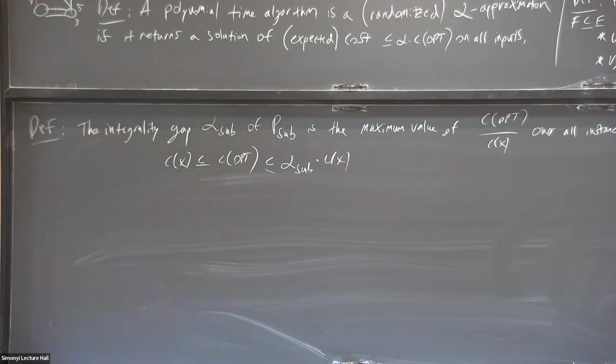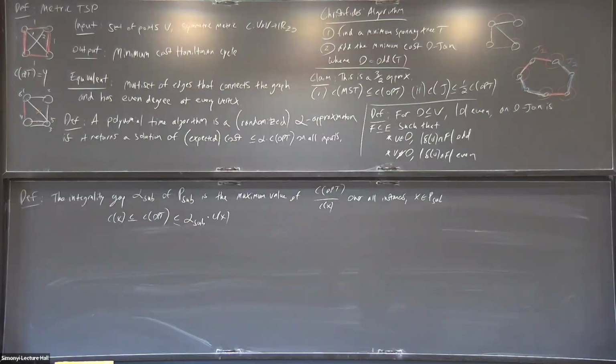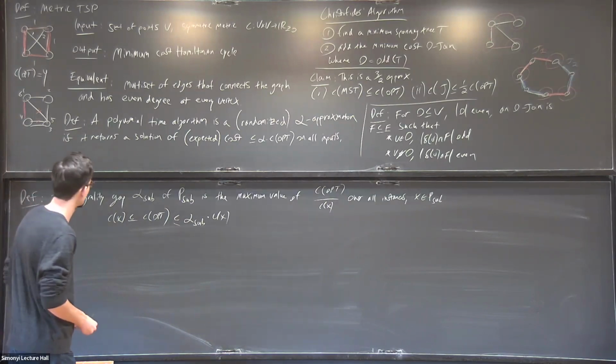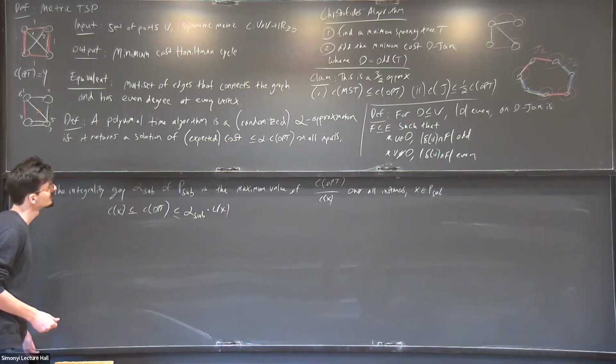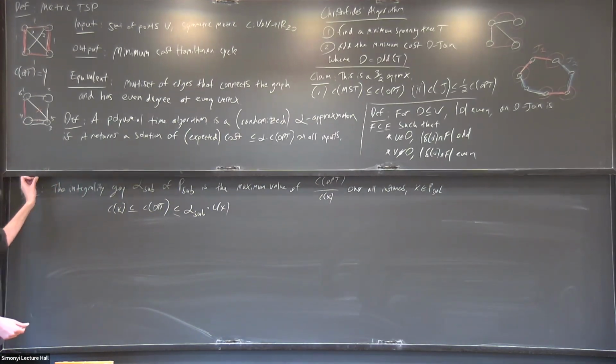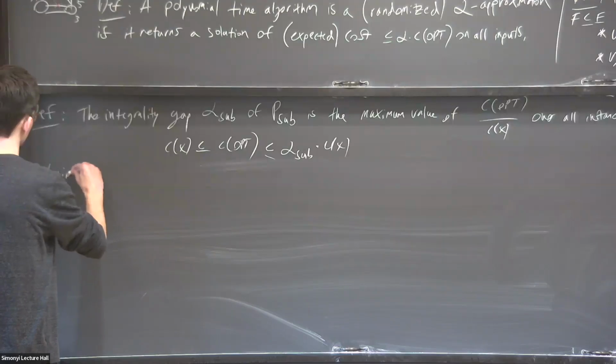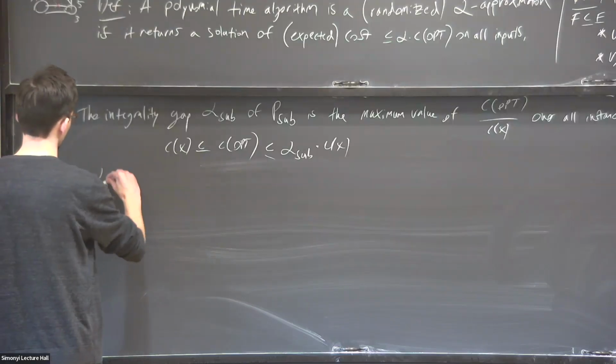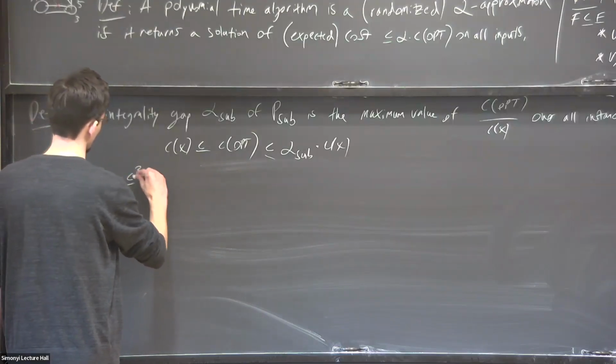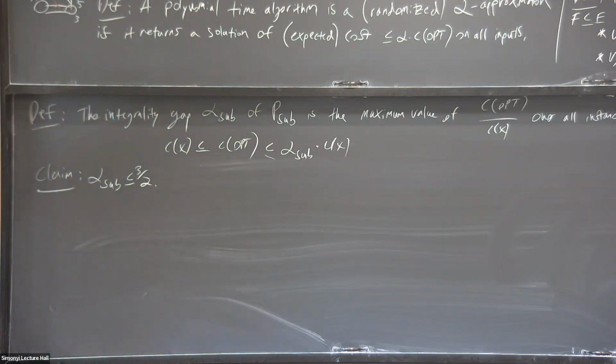Okay, so let's prove this result from Woolsey. I may struggle a bit to write below on this board, but I'll try. All right. I'm going to prove it's at most 3/2, and the proof is going to be pretty similar to Christofides' algorithm.